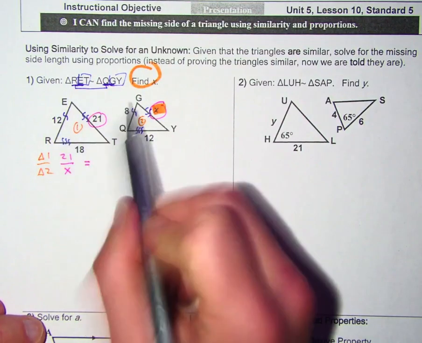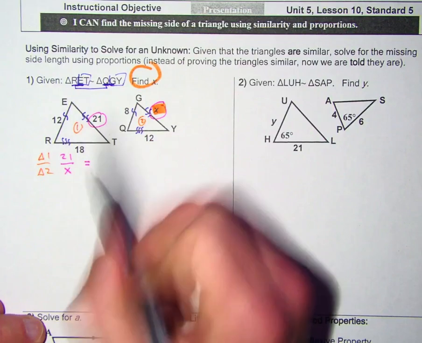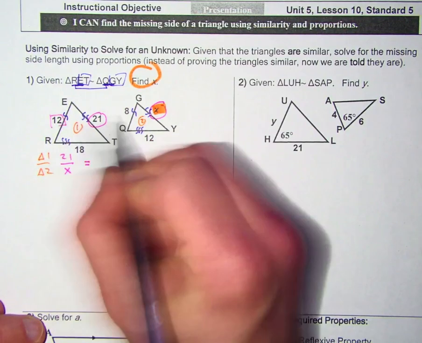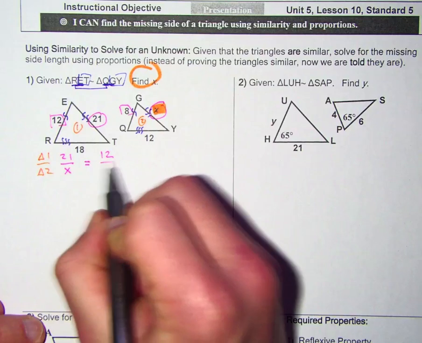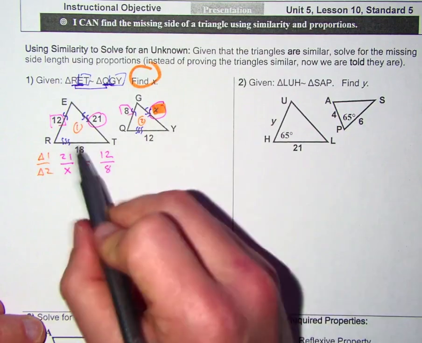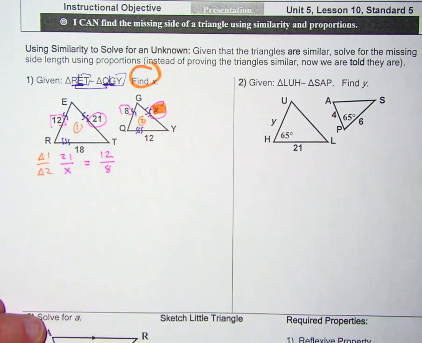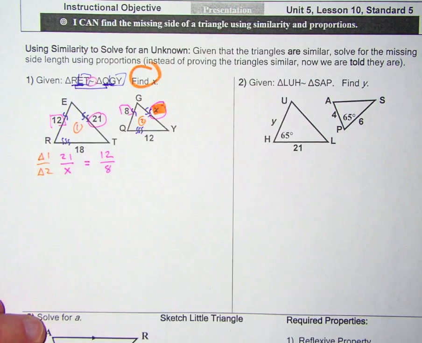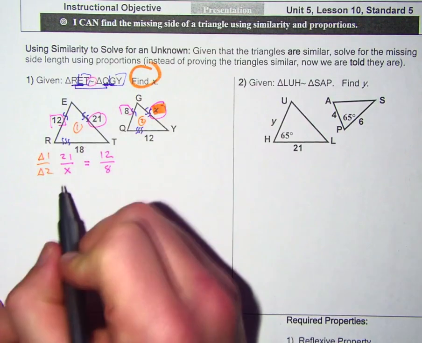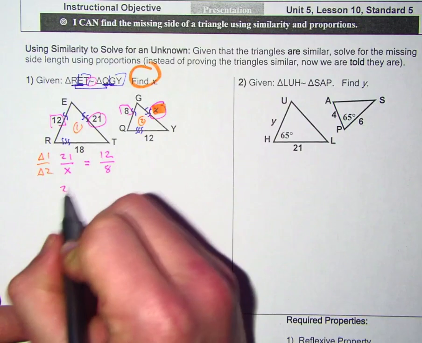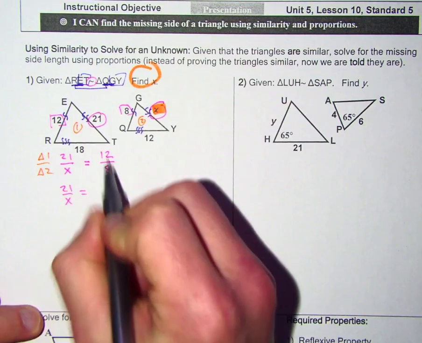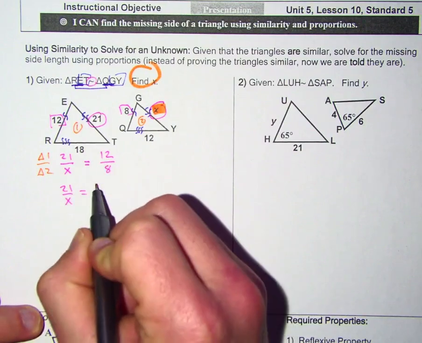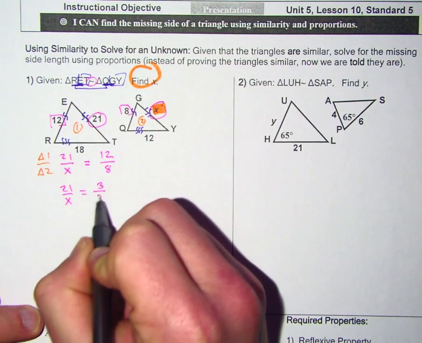I can say 12 is to 8 or 18 is to 12. I'm going to go with the smaller ones. 12 is to 8. I could have put 18 is to 12. All three are supposed to be proportional, right? They should all reduce down to the same thing if they're going to be similar. So it does not matter. So now what I can do, I like to reduce first if I can. Makes things a little bit easier. 12 over 8, if I divide both by 4, that's really going to be 3 over 2.